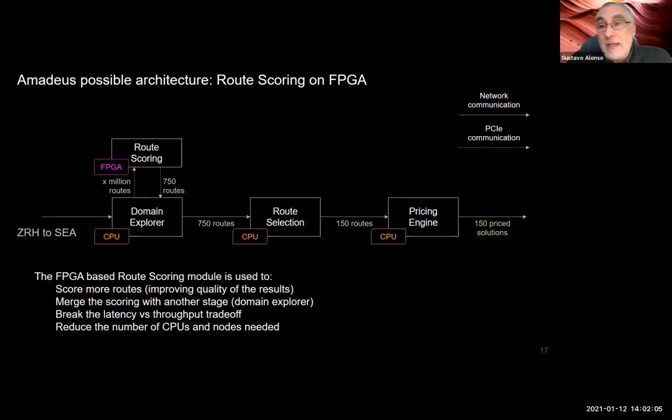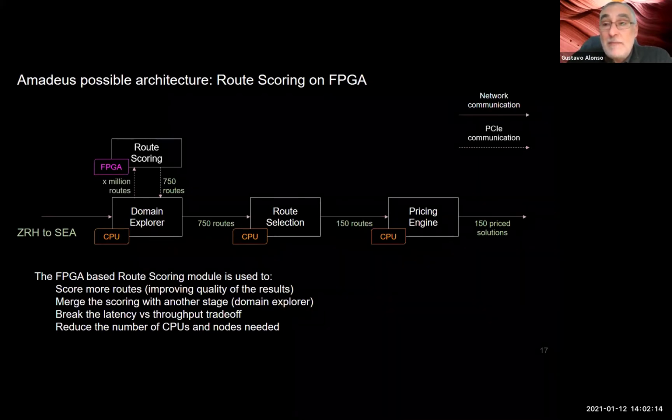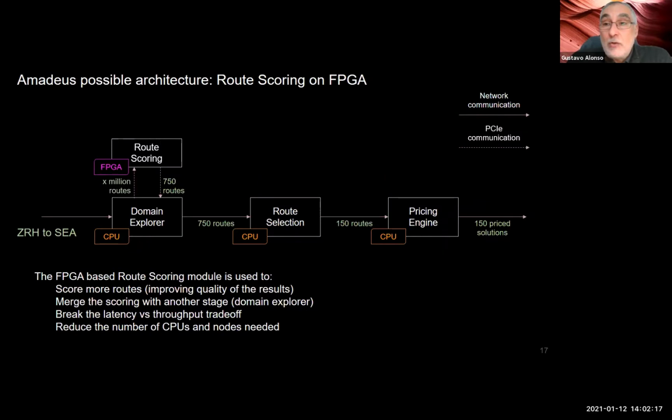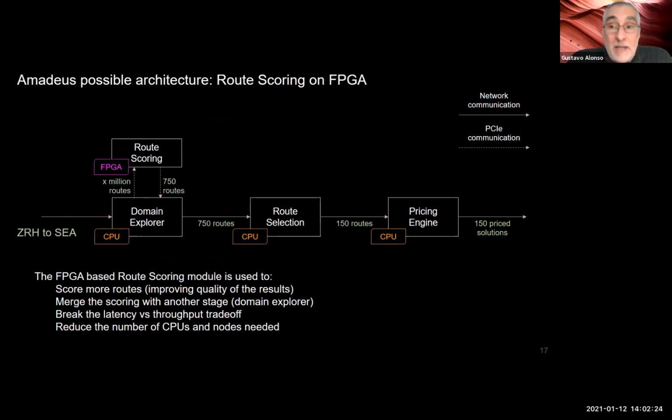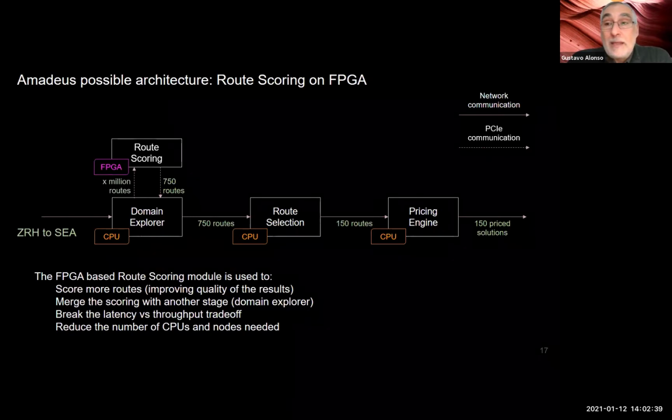You recall I told you at the beginning that the route scoring was taking 750 routes, because that is what the route selection took as input. But now we have something that can process many, many more routes per second. So why limit it to 750? We could move it to the domain explorer and give it many million routes so that we get them a score. And then we will have an even better impact by having this module consider a much larger number of inputs in order to do the ranking.